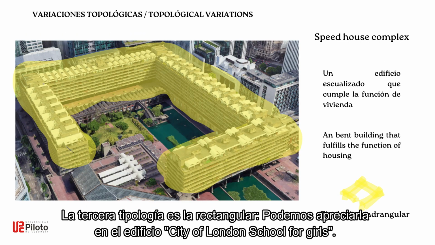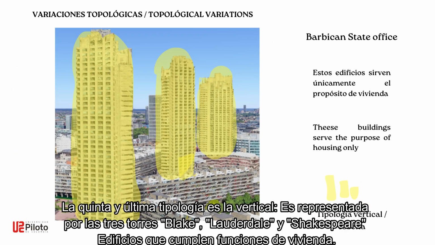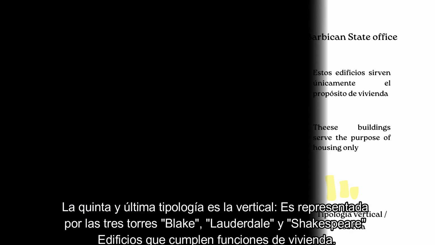The fourth typology is quadrangular typology, present in the Speed House complex, a building made only of housing. The fifth and last typology is vertical typology. It is represented by the towers Blake Tower, Lowther Tower, and Shakespeare Tower, buildings made only for housing.